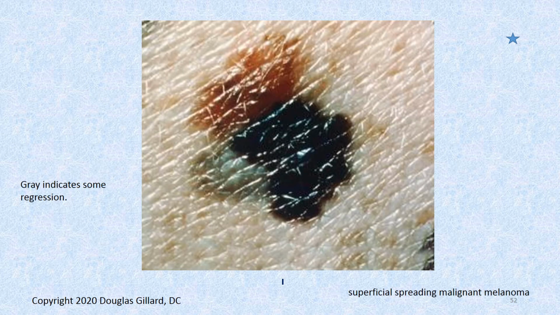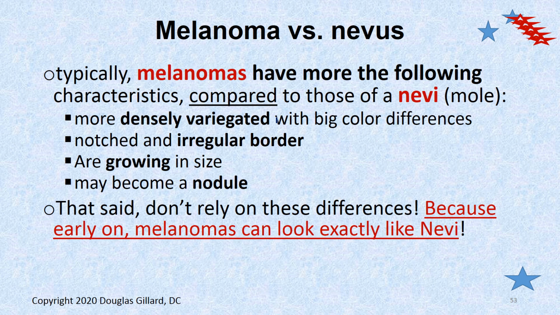Let's look at another one. Well, that one's really crazily variegated, right? It's black here, it's brown here, it's light brown here, it's gray. That means it's resolving right there, heading back to normal. That's classic superficial spreading malignant melanoma.